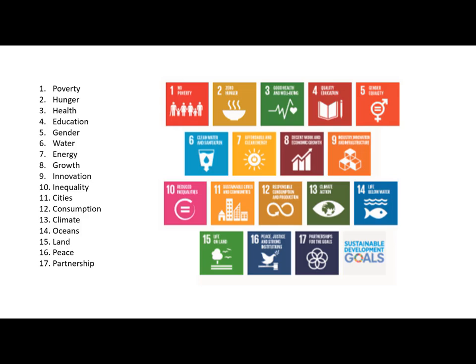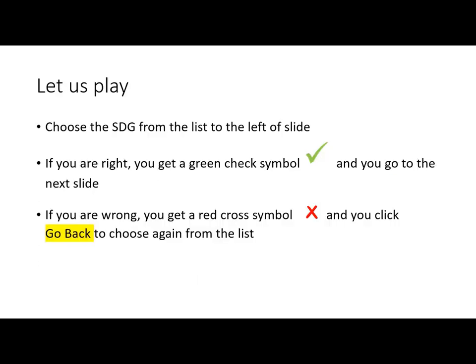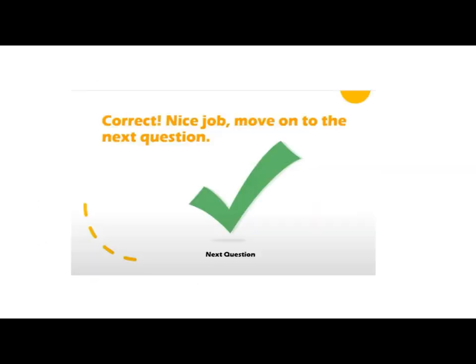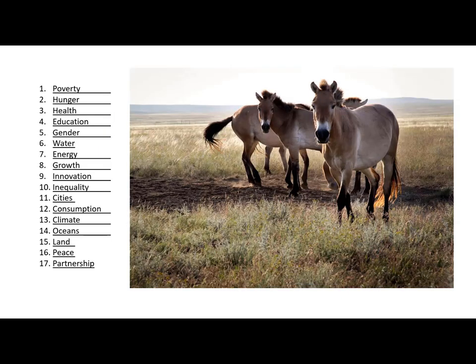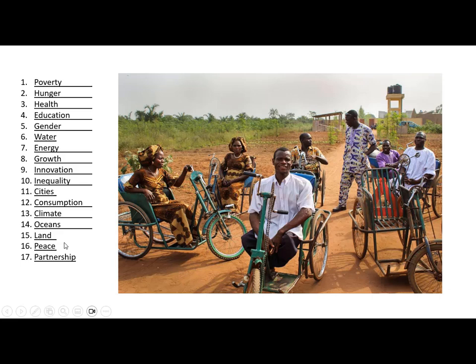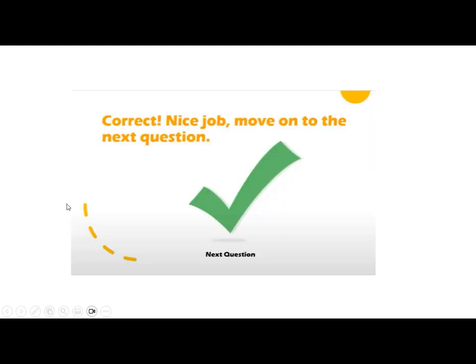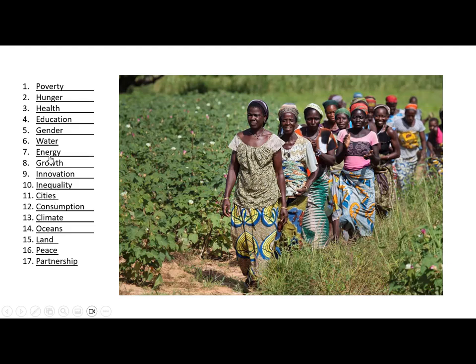The 17 development goals are summarized in one word each: poverty, then hunger, health, education, gender, water, energy, growth, innovation, inequality, cities, consumption, climate, oceans, land, peace, and partnership. And again, this is a correct slide and this is a wrong choice slide. Here it looks like life on land, correct. This is, because I know the slide, inequality, I think. If we click inequality, correct.